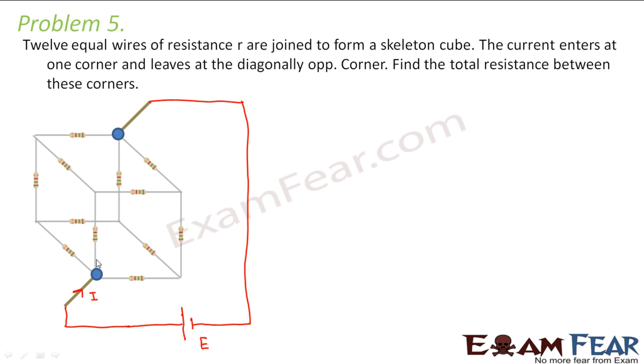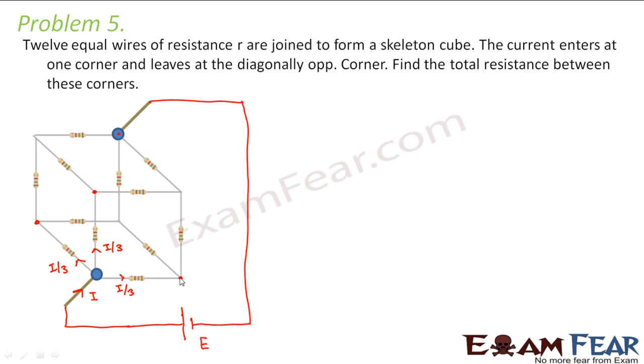Now if you see here, there are 3 paths which I can take, and all of them will take the same amount of time to reach the destination. That is 1, 2, 3. From here 1, 2, 3. From here 1, 2, 3. So that means I will get divided equally into these 3 parts: I by 3, I by 3 and I by 3. So this I by 3 reaches here, this I by 3 reaches here and this I by 3 reaches here.